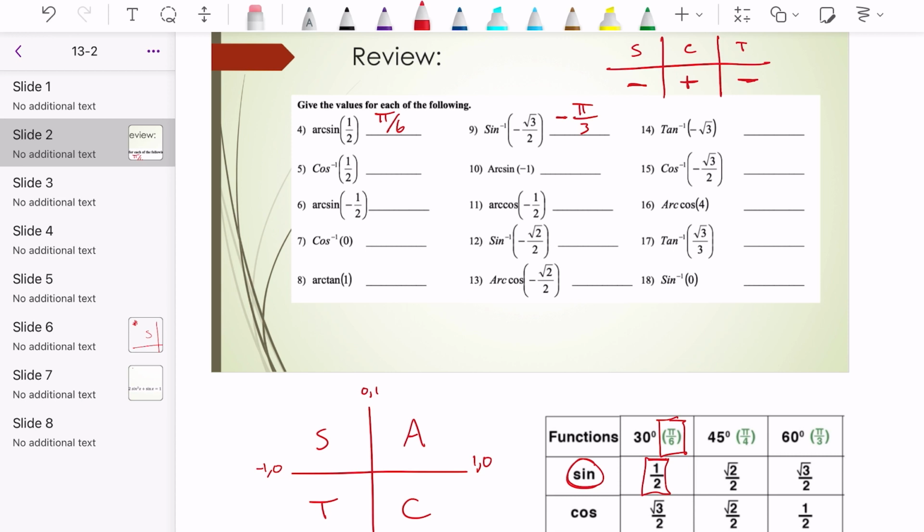Number 14, we have inverse tangent of a negative square root of 3. In this case, our answer is going to remain negative. With tangent being the square root of 3, we're going to be looking at a negative pi over 3. Inverse cosine of a positive 1/2 will be a positive pi over 6.